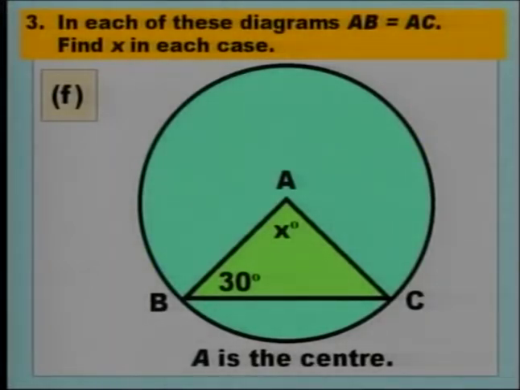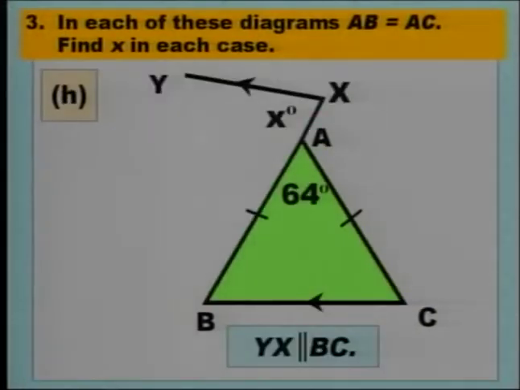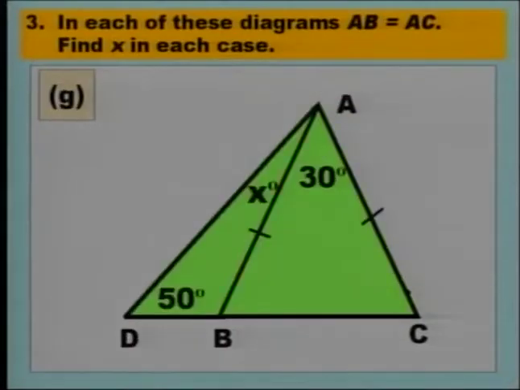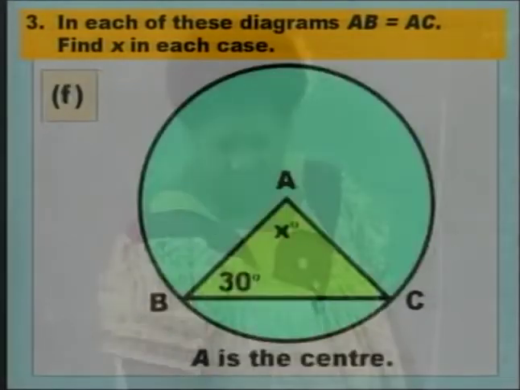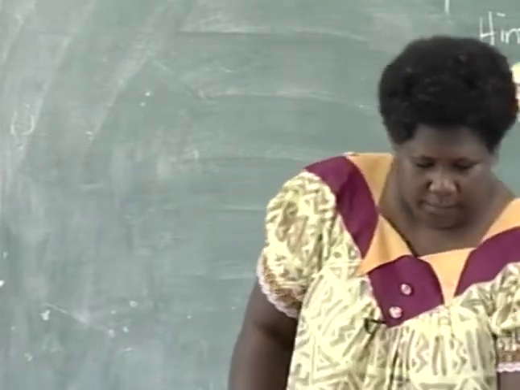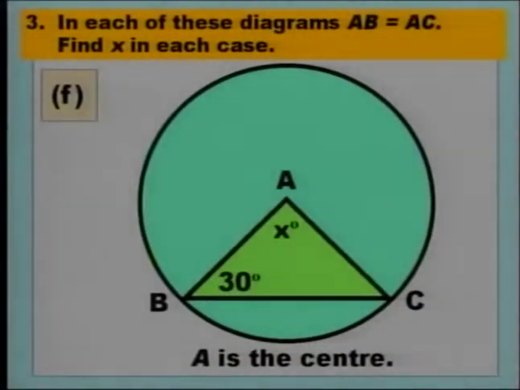So you are doing letter F, letter G, letter H, number 4. Right, F, G, H, I, and number 4. So get ready. First, letter F.